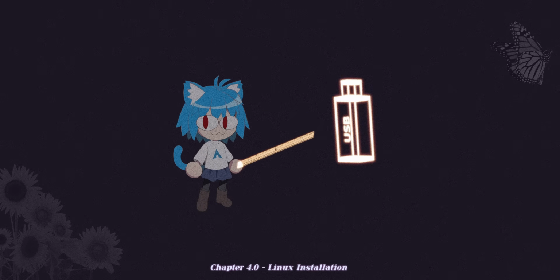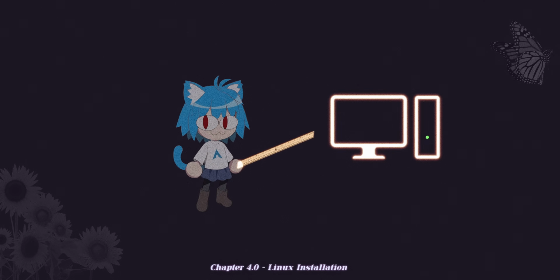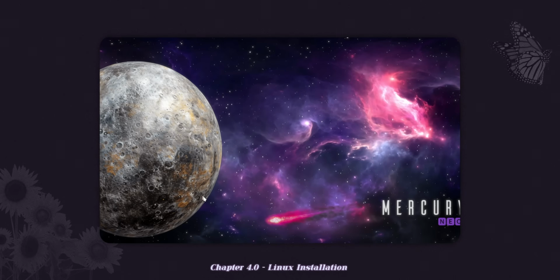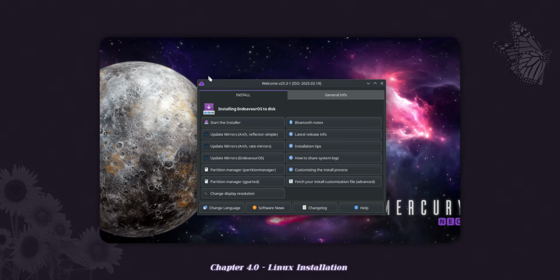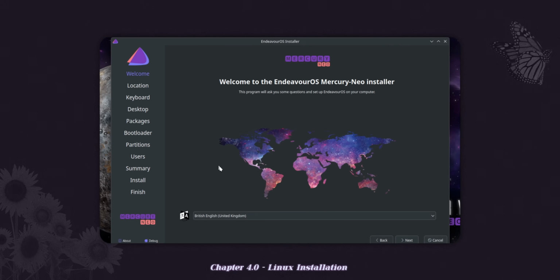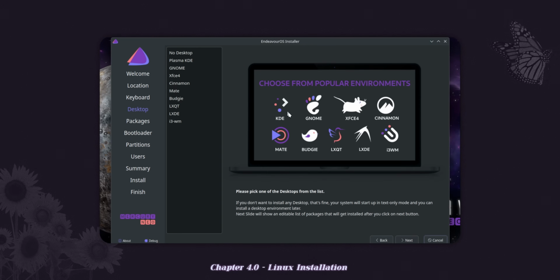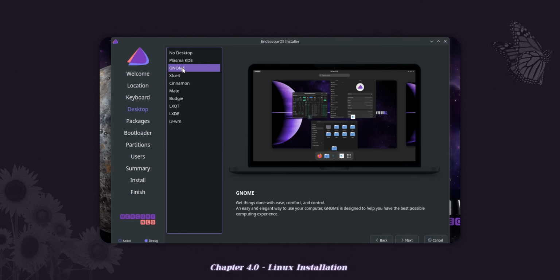We're going to plug the USB stick into a computer and boot from it. You will indeed be greeted by a live view of the operating system running directly from the USB stick. And here we get to choose to permanently install it. You will simply follow the steps and configure the settings. For this guide, we will start off with the GNOME desktop environment.